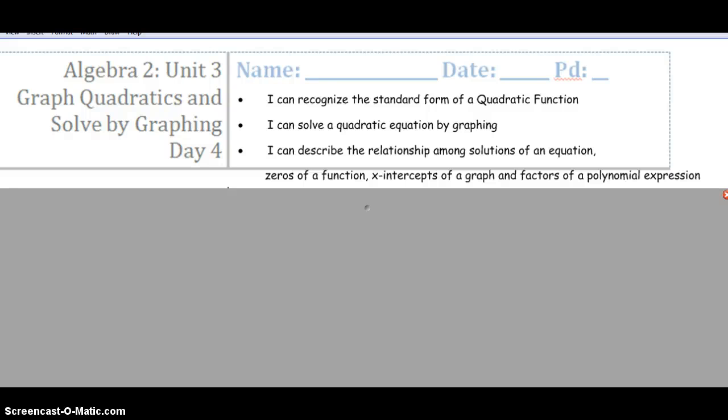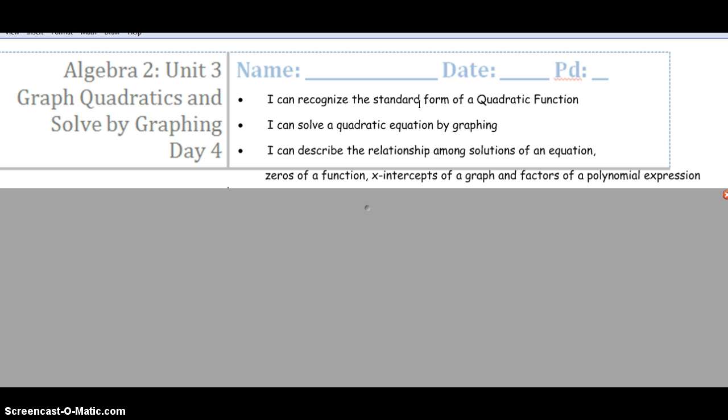Hello, Algebra 2. Today's topic is on day 4, graphing quadratics and solving by graphing. There are 3 learning targets today. Please make sure you write them into your notes.